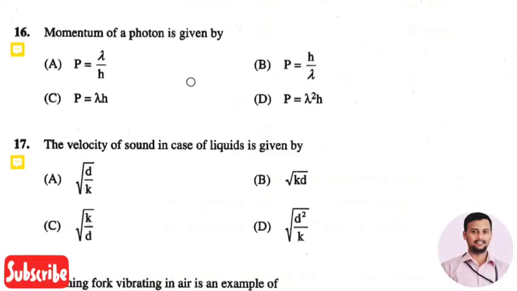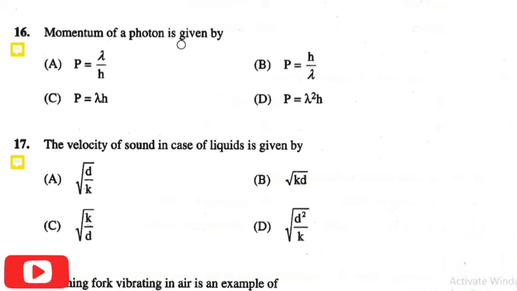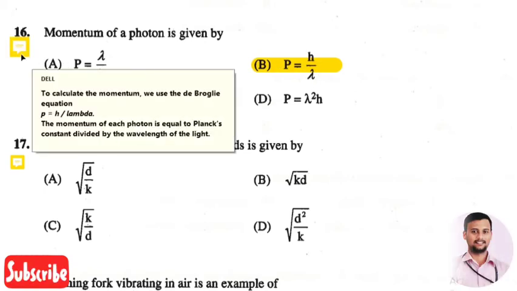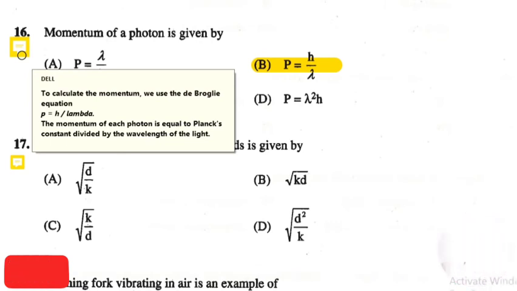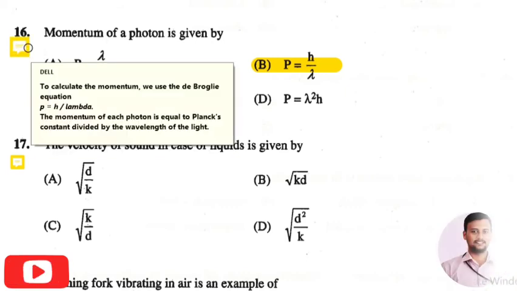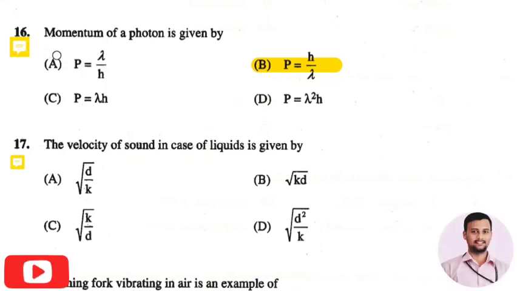The next question is, the momentum of photon is given by, the right answer is option 2, that is P is equals to h by lambda. So to calculate the momentum, we use the de Broglie equation. The equation P is equals to h by lambda is called the de Broglie equation. So the momentum of each photon will be equal to Planck's constant divided by the wavelength of the light. Lambda is the wavelength of the light and h is Planck's constant.